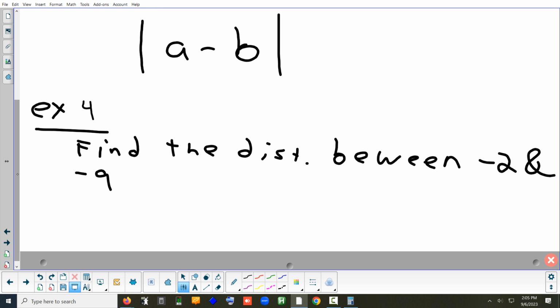Chris, what's my A in this problem that I'm going to plug into the formula up above? -2. Yeah, it's my -2. So we're going to plug that in for A. And how about, Hunter, my B value? That would be 9. So we're going to plug that in for B. So just take the numbers and fill them in. So the distance is A minus B.